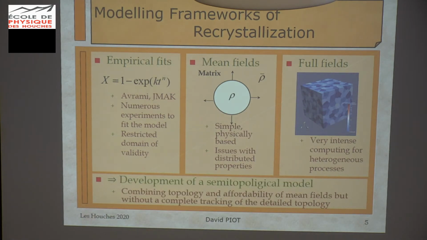So the general modeling frameworks of recrystallization is with three kinds of models: empirical fits, I think you know all these things; mean fields, in which we consider a grain embedded in a homogeneous matrix. It's quite simple, physically based, but will give you some issues with distributed properties like grain sizes. And it's possible to make full field simulation, but it could be very intense computing for heterogeneous processes in the industrial context I've mentioned just before.